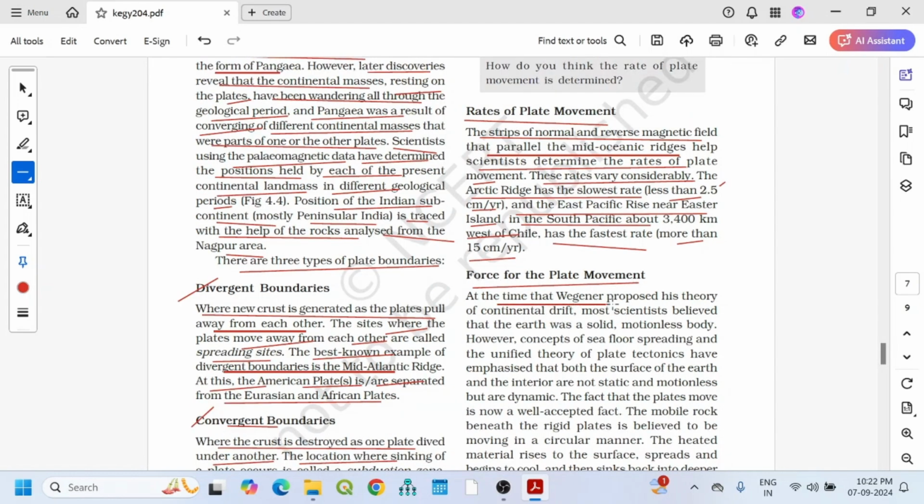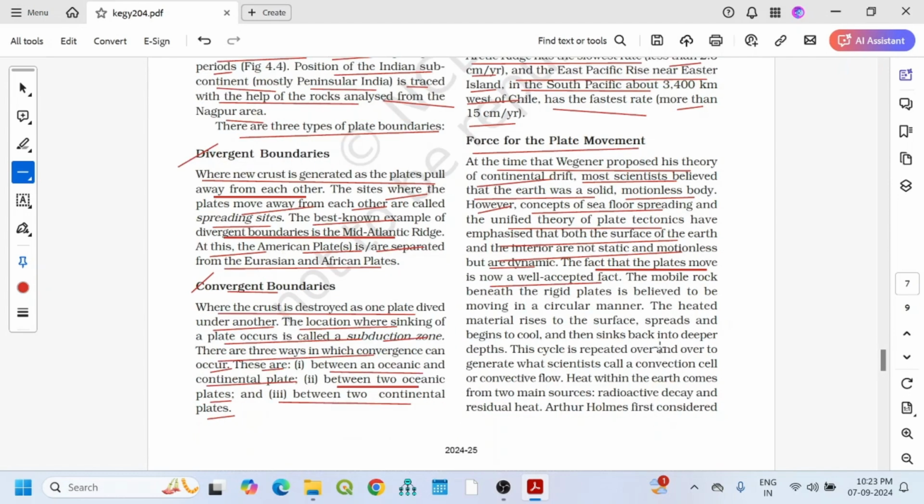Force for the plate movement. At the time that Wegener proposed the theory of continental drift, most scientists believed that the Earth was a solid, motionless body. However, the concepts of seafloor spreading and the unified theory of plate tectonics have emphasized that both the surface of the Earth and the interior are not static and motionless, but dynamic. The fact that the plates move is now a well accepted fact.